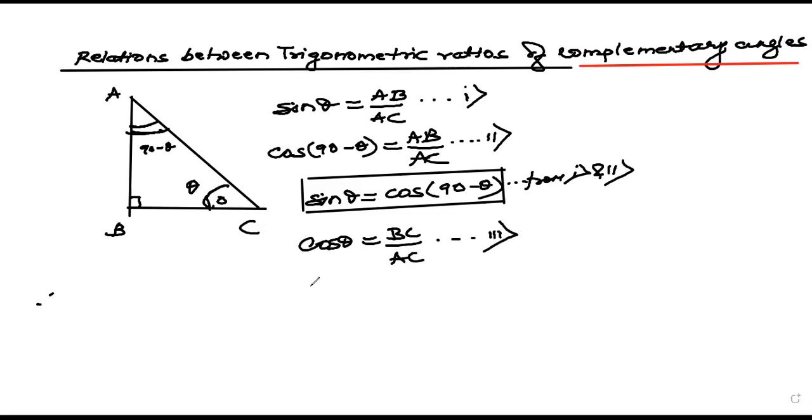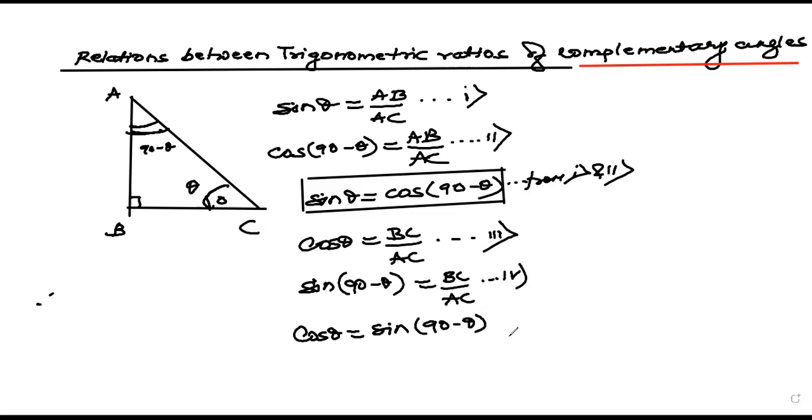In the same way, suppose I try to find sine of 90 minus theta: opposite side upon hypotenuse. The opposite side is BC and the hypotenuse is AC, so BC upon AC. Again, on the right-hand side, BC upon AC. So can I say cos theta is equal to sine of 90 minus theta? What does it mean, children? It means every cos ratio you can change to sine. Only thing is, instead of theta, you should do 90 minus theta.